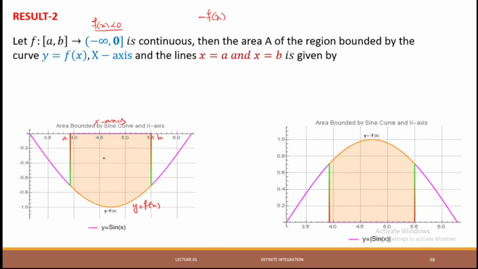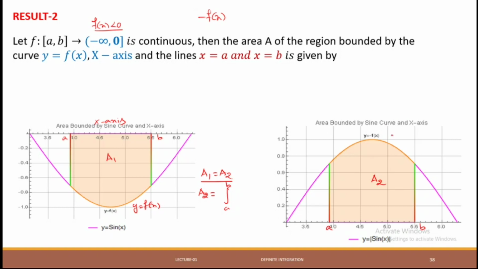If I consider this as my area A1 and this as my area A2, since it is a reflection, A1 is equal to A2. Now finding area A2 is nothing but finding area A1. How do I find area A2 using the previous result? These two limits will not be changing. This is a comma b, so this is a to b.